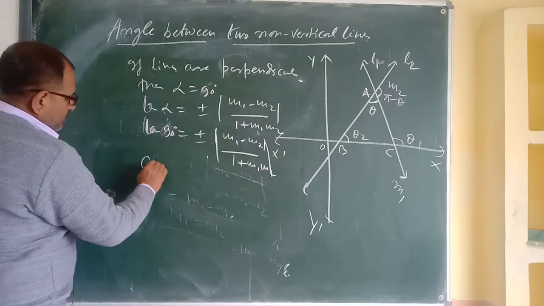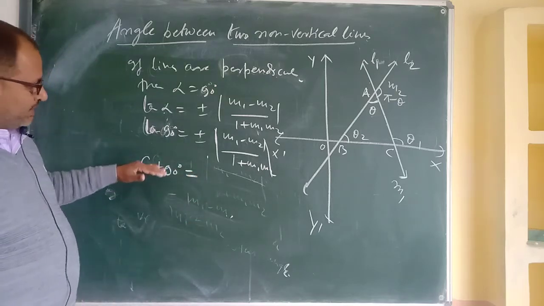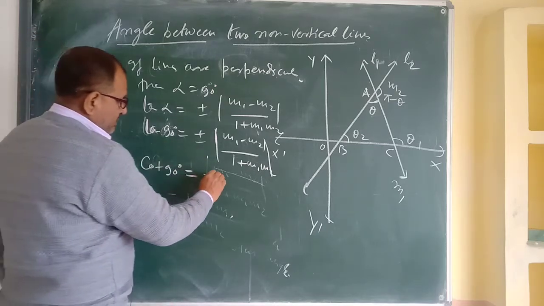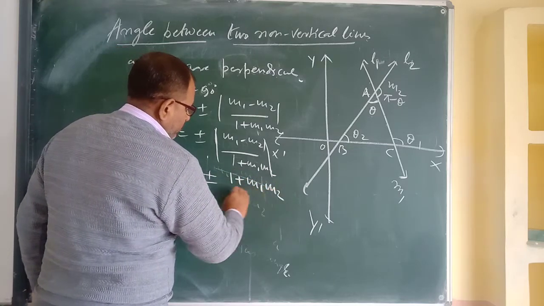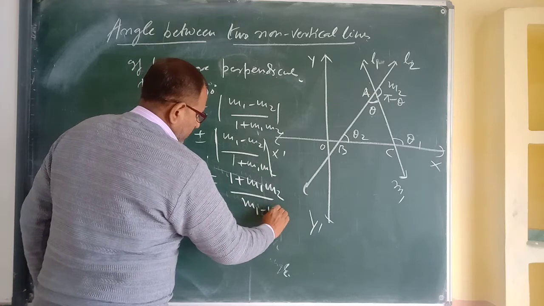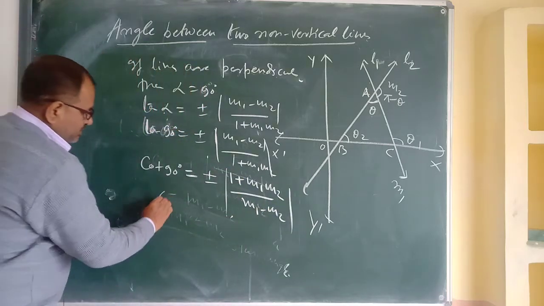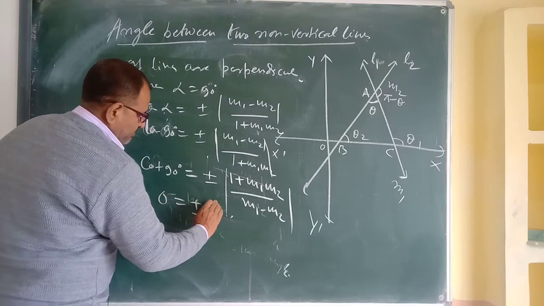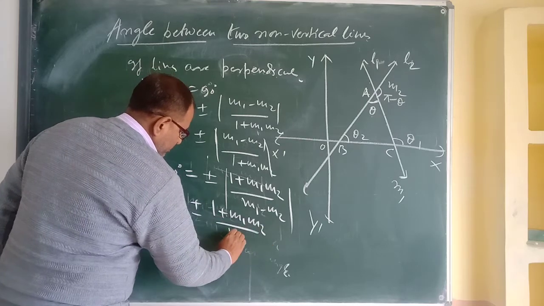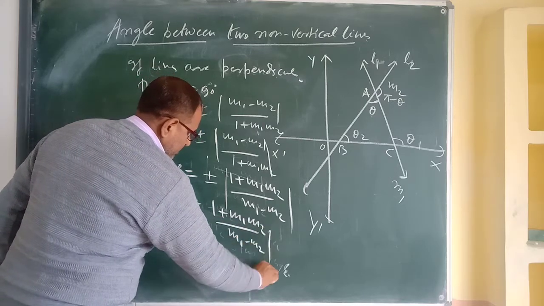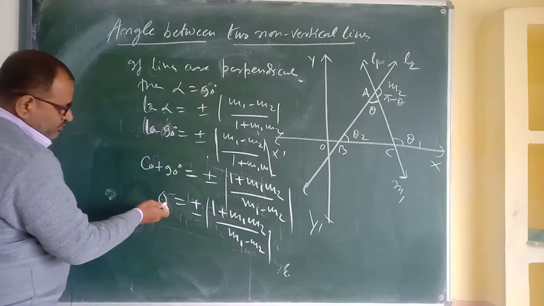What will be cot 90? Cot 90 is the reciprocal of tan 90. So we can write 1 plus m1 m2 upon m1 minus m2. Value of cot 90 is 0. So 0 is equal to plus minus 1 plus m1 m2 upon m1 minus m2. Again we will cross multiply. So m1 minus m2 into 0, 0.